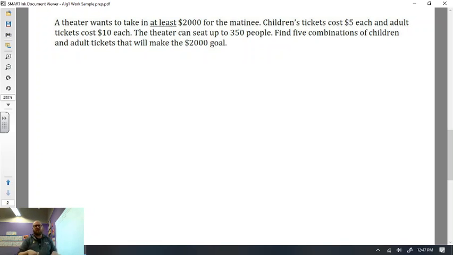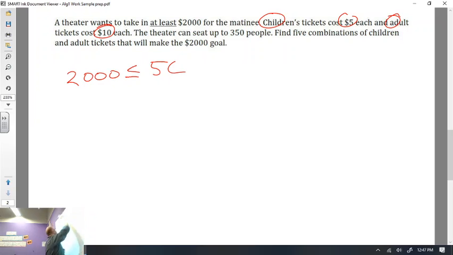But we can just attack this by thinking about what would our system be like first? So they want to make at least $2,000. Okay, so they want to make $2,000, and they're probably okay making more than $2,000, right? I've never met anyone who, when you give them $2,001, would be like, oh no, keep the one. So 2,000 is going to be less than or equal to the amount of money that they want to make. They're okay making more. Now, how are they making money? Well, they're making $5 off of every child. So we're going to call that 5C. And they're making, what is it, $10 off of every adult. That's going to be plus 10A.